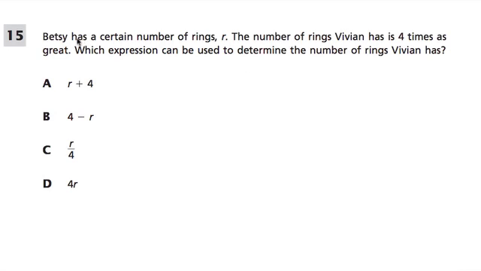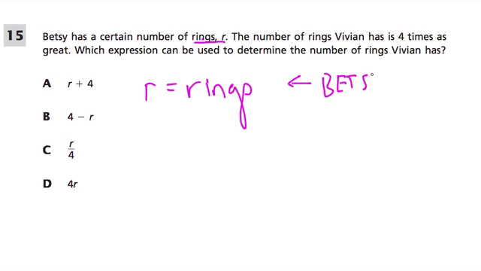In this problem, we're told that Betsy has a certain number of rings, R, because R represents the number of rings that she has, and they're just telling you that here. Then the number of rings Vivian has, so this is Betsy right here, and then we have Vivian next. It's 4 times as many as what? Well, they don't tell us, but they're implying that Vivian has 4 times more than Betsy. So whatever Betsy has, Vivian has 4 times more than that.